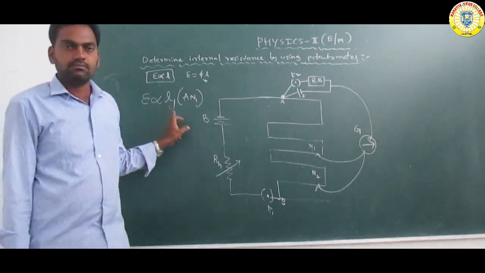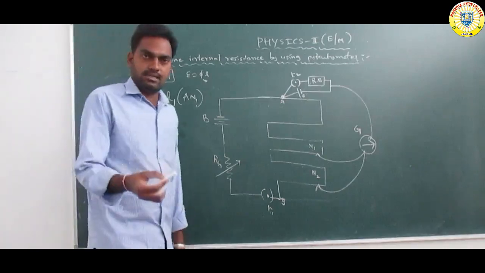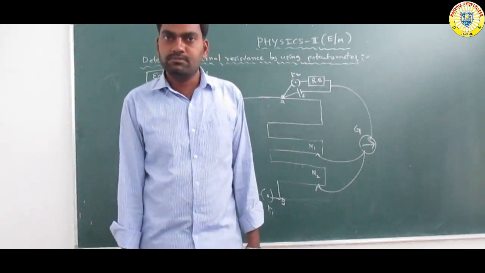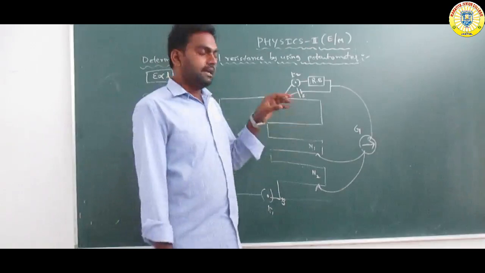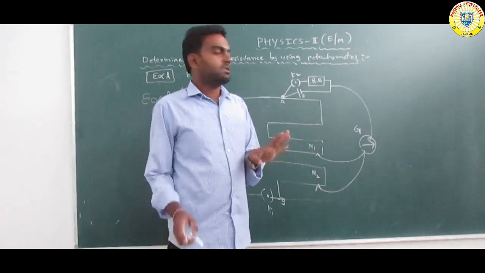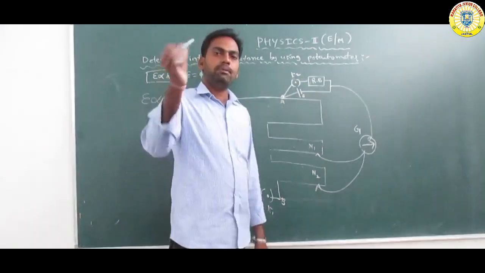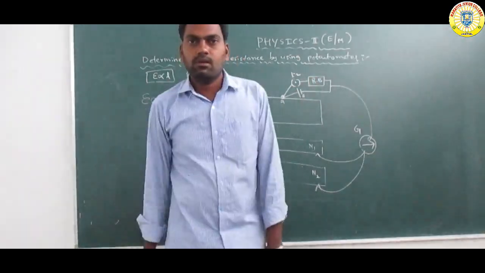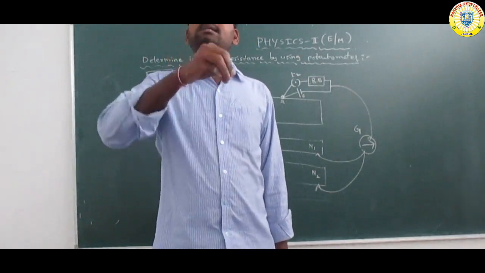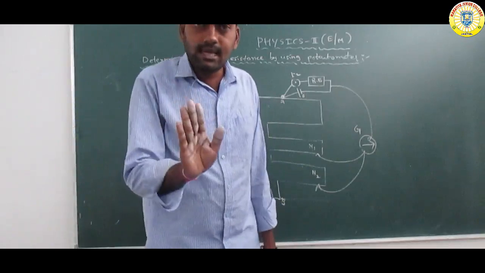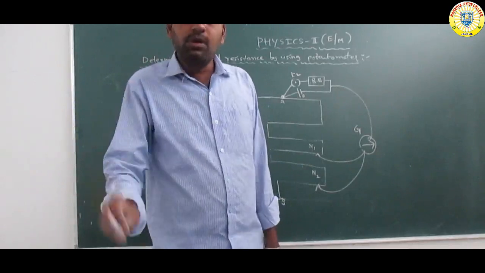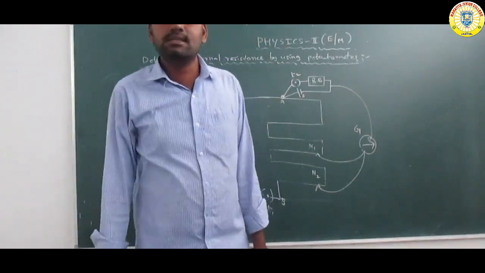Now the next step: the K2 key is closed, introducing the resistance box into the circuit. The K2 key is closed before the resistance box, so some resistance is removed from the circuit, that is, the plug key is removed, and that resistance is inserted into the circuit.